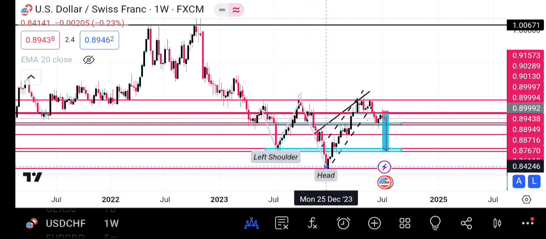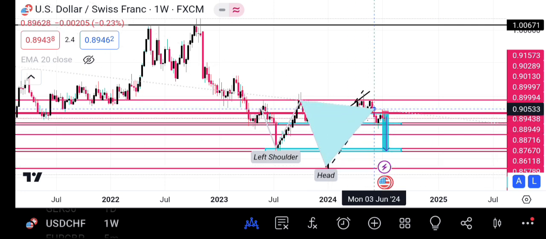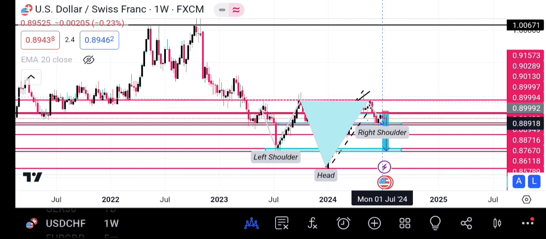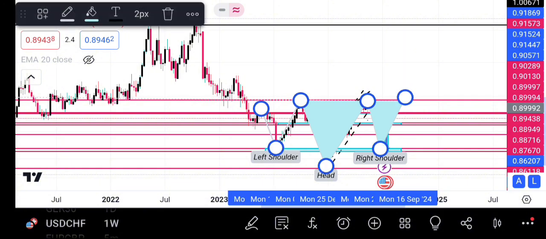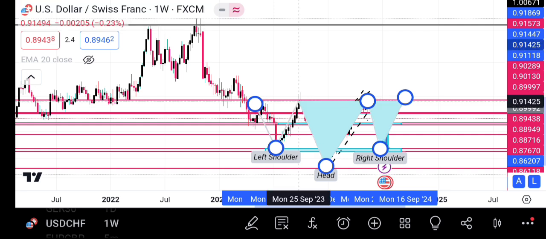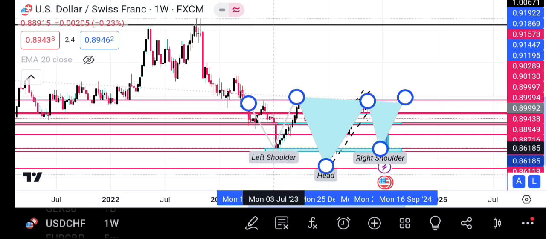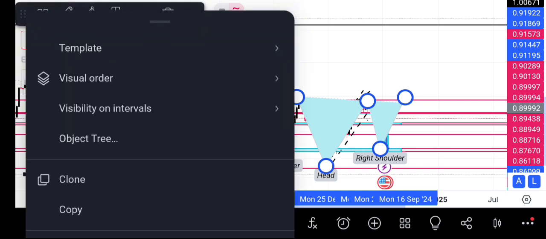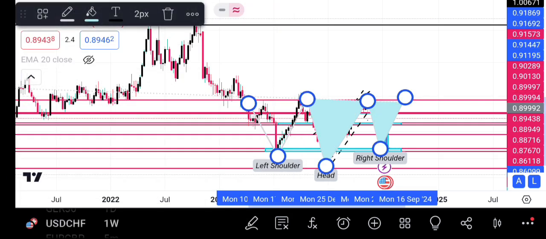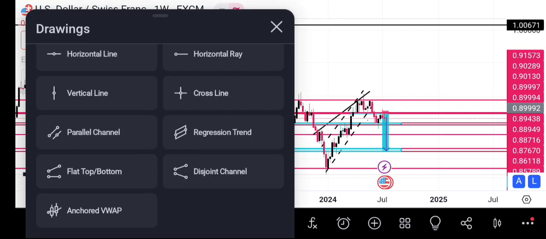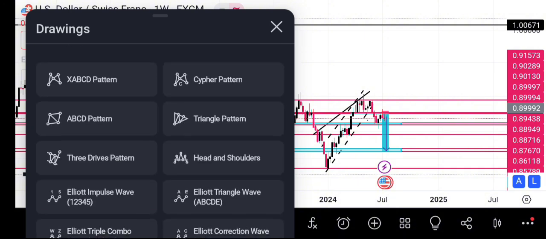It made understanding easy for me. Price is looking for there, then we can go up. I want you guys to see this head and shoulders properly. Plot twist, let me plot it correctly. I want you guys to see this head and shoulders properly.